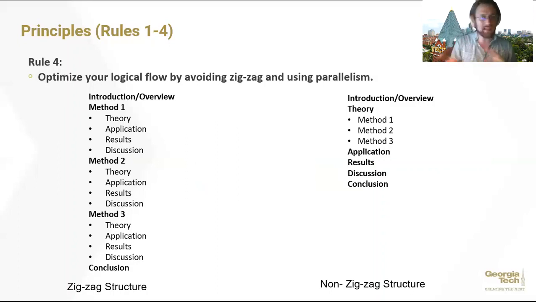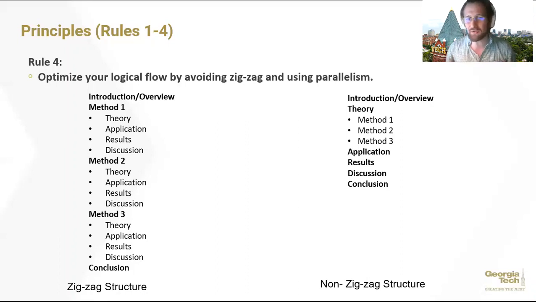Especially, really avoid zigzagging and use parallelism. I have two examples here, and I've seen both of these papers in this course. The zigzag structure is specifically where you'll have either three methods to try out or a couple of graphs to reproduce, and you'll go systematically graph by graph to produce the theory, applications, results, and the discussion, all contained in that one section.